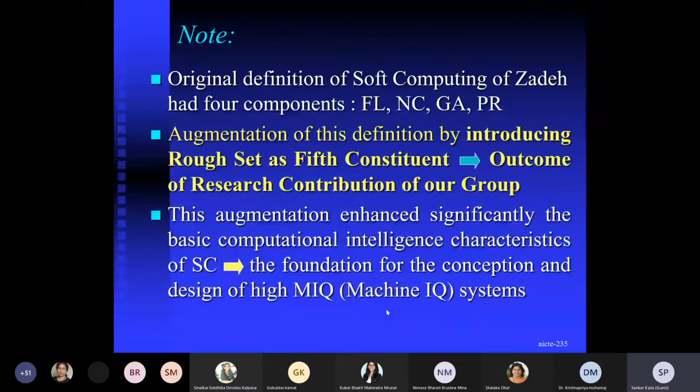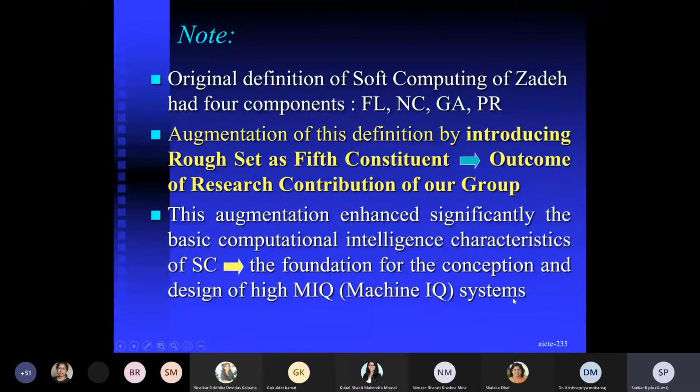And one may note that the original definition of soft computing by Lotfi Zadeh had four components: fuzzy logic, neural computation, genetic algorithm, and probabilistic reasoning. Augmentation of the definition by introducing rough set as the fifth constituent enhanced significantly the basic computational intelligence characteristics of soft computing, and therefore the foundation for the conception and design of high machine IQ.